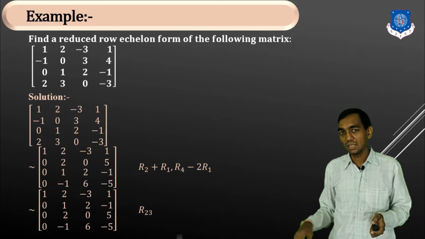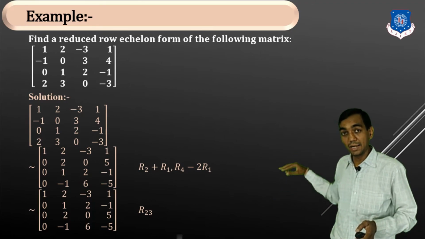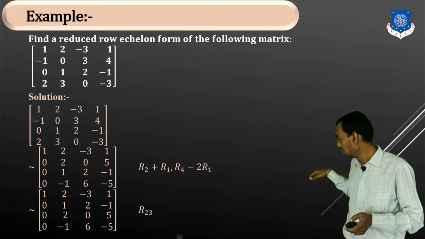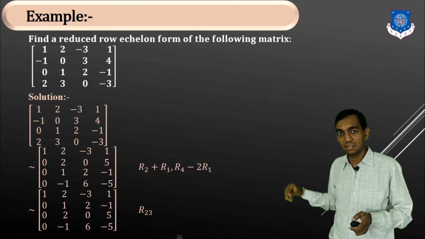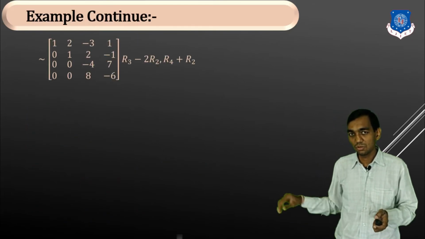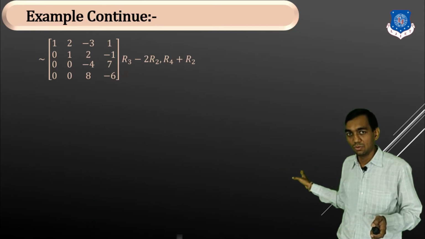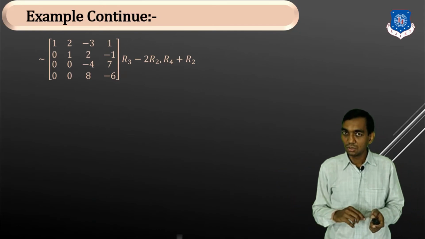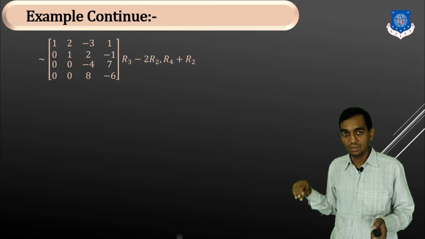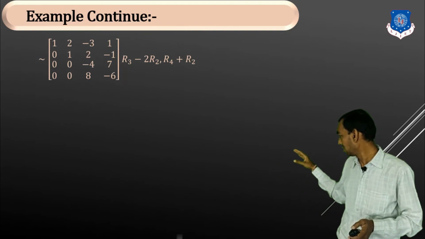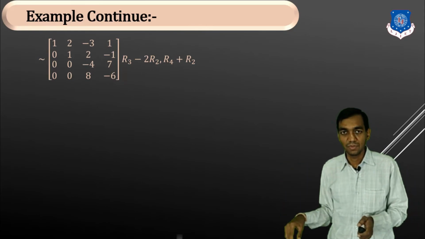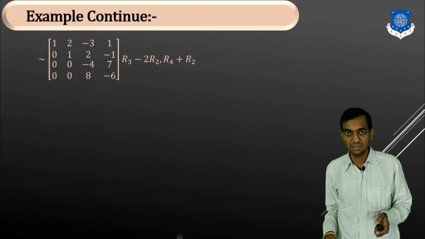Okay. Now again, all the entries below and above the leading one must be 0. For that we are going to use the second row to make all the entries other than the leading one 0. So we are going to use the operations R3 minus 2 R2 and R4 plus R2. And that will give you 1, 2, minus 3, 1. The second row will be 0, 1, 2, minus 1. The third row will be 0, 0, minus 4, 7. And the fourth row will be 0, 0, 8, minus 6.